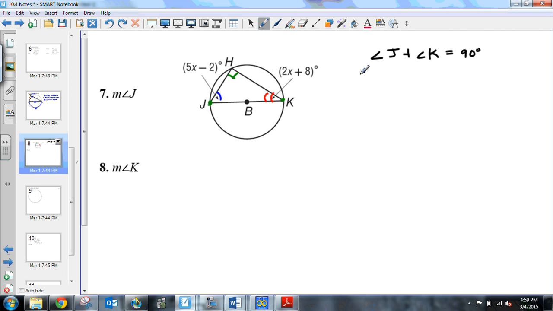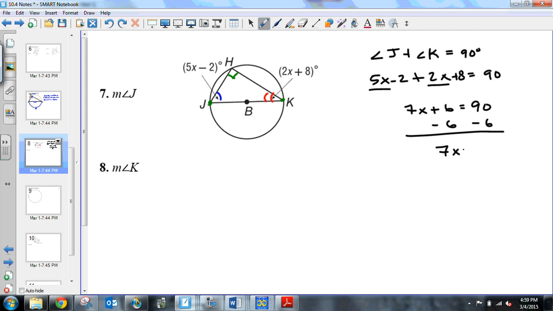So I can say 5x minus 2 plus 2x plus 8 is equal to 90. 5x and 2x combined give me 7x, and then negative 2 plus 8 gives me positive 6, equal to 90. So I can subtract 6 from both sides, and I get 7x is equal to 84. Then if I divide everything by 7, I get that x is equal to 12.